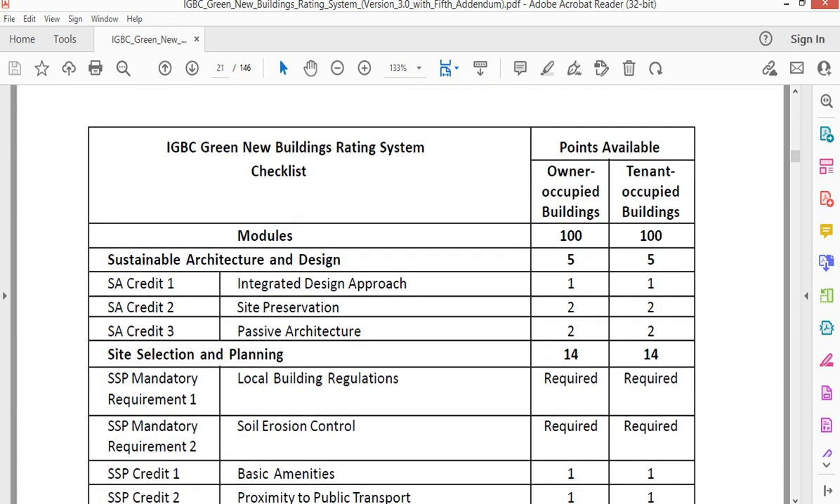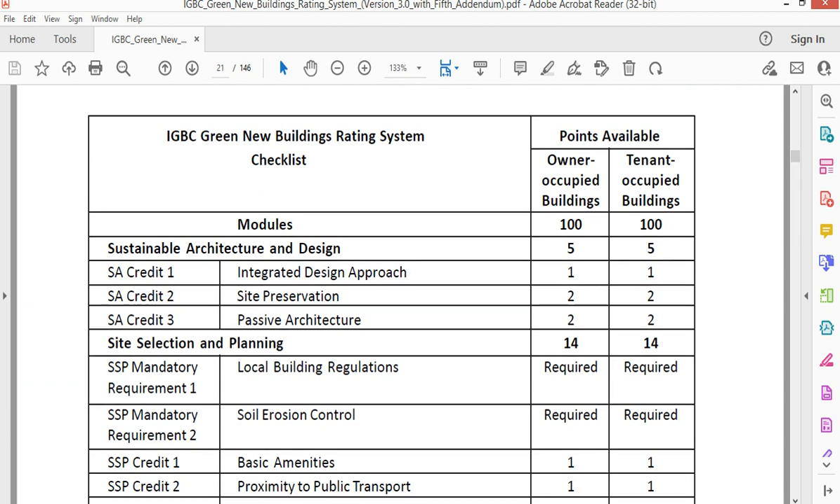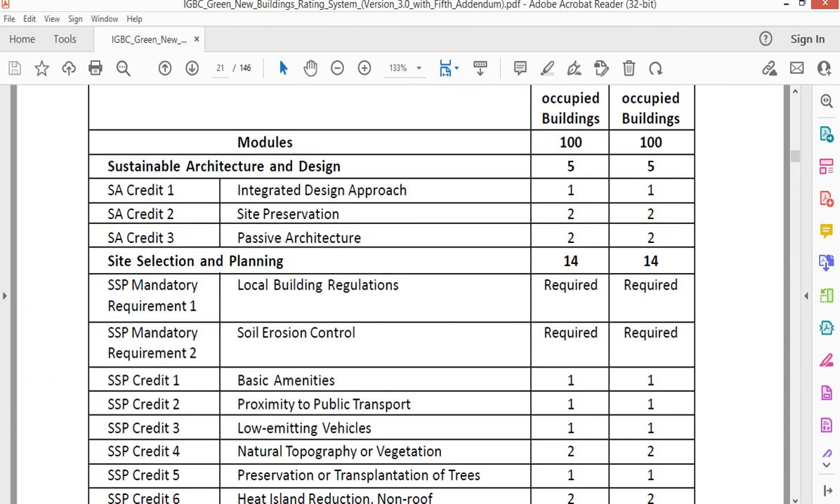Then comes the IGBC green new building checklist. This shows the number of credits and the points received, including the points received for the owner occupied buildings and tenant occupied buildings. It also gives us details about the mandatory requirements to be followed. For example, during site selection and planning, the local building regulations and the soil erosion control are mandatory, and without giving the documentation for these two, the project wouldn't receive its rating.